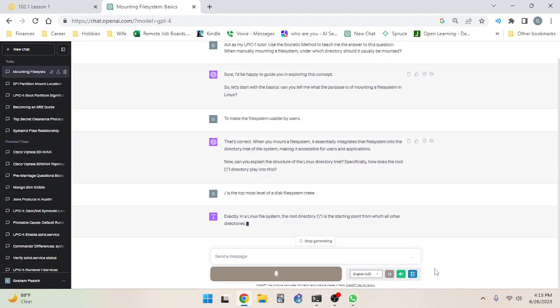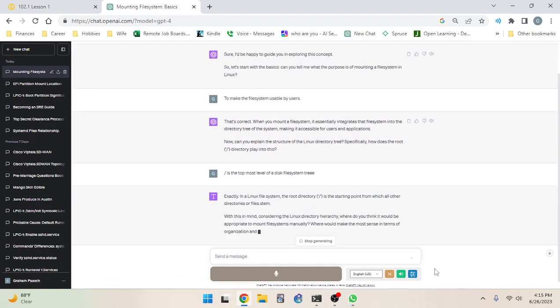Exactly. In a Linux file system, the root directory is the starting point from which all other directories or files stem. With this in mind, considering the Linux directory hierarchy, where do you think it would be appropriate to mount file systems manually? Where would make the most sense in terms of organization and convention? /mnt.